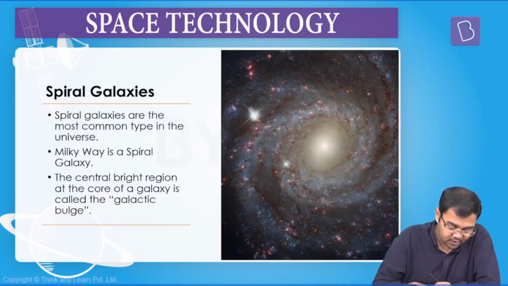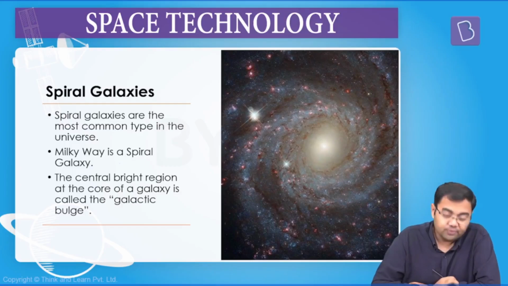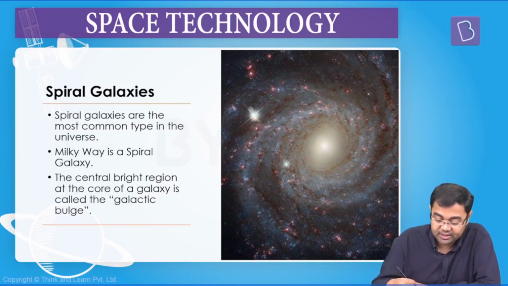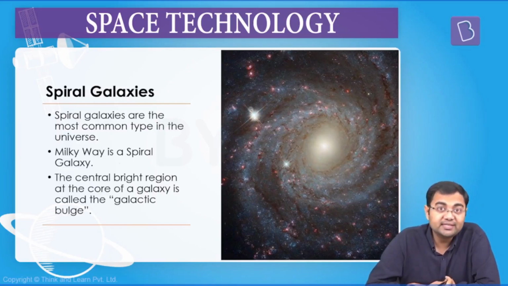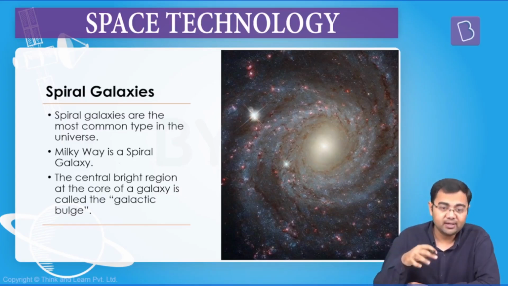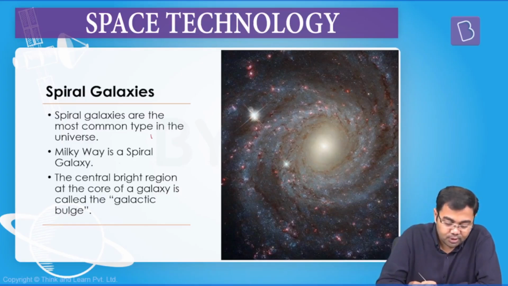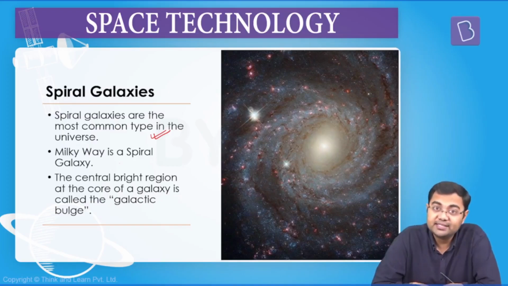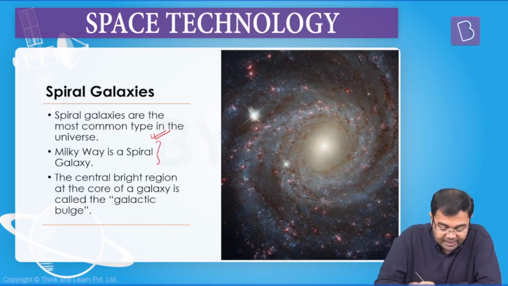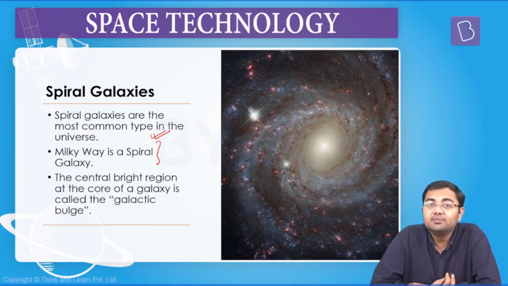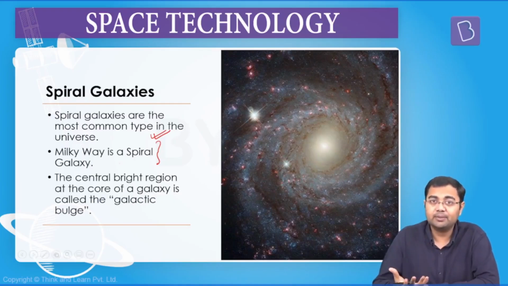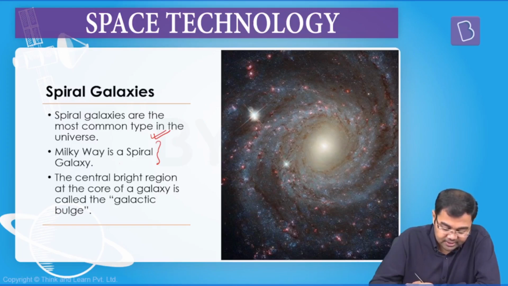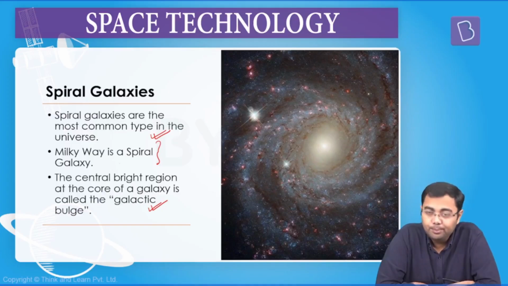First of all, you have all the spiral galaxies. So when we talk about spiral galaxies, these are the ones which have the spiral shape. As you can see in the picture on your screens, this has taken a spiral shape. So these are most common type of the galaxies in the universe. Our own Milky Way galaxy is a spiral galaxy. It is an example of spiral galaxy. The central bright region at the core of a galaxy is called as the galactic bulge.